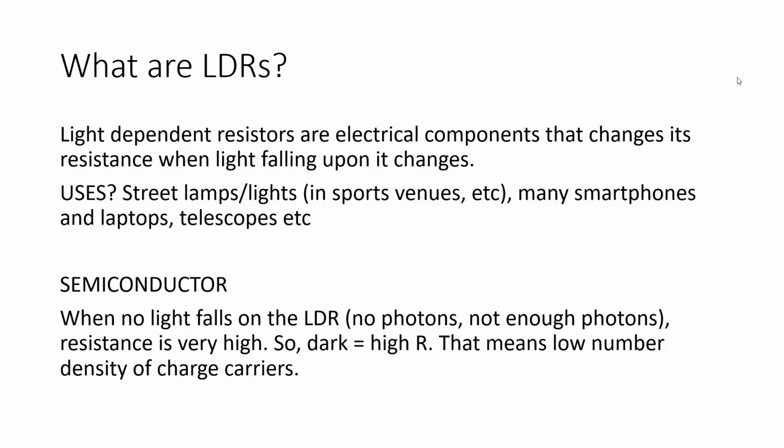Where do you use LDRs? An LDR is a light-dependent resistor, so where would you use one? For example, street lamps, sports venues, smartphones, perhaps laptops, and even telescopes. Because when the light intensity increases, the resistance will decrease, and when it's dark, the resistance is very high.